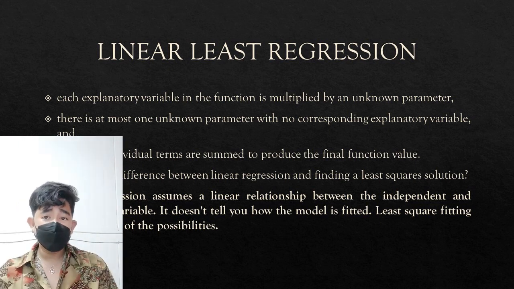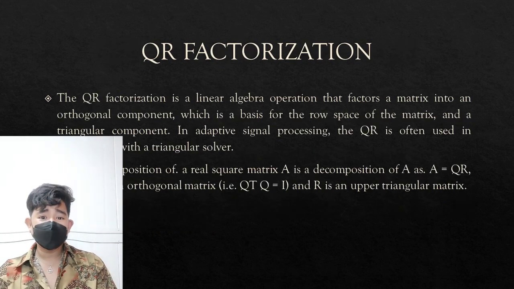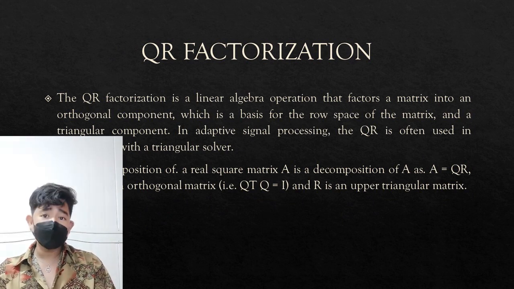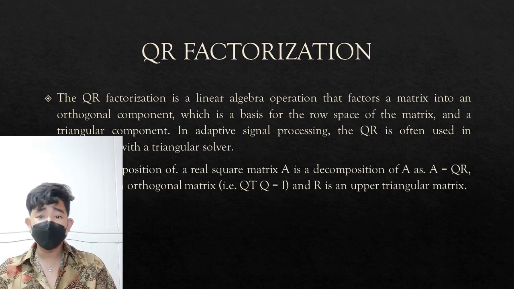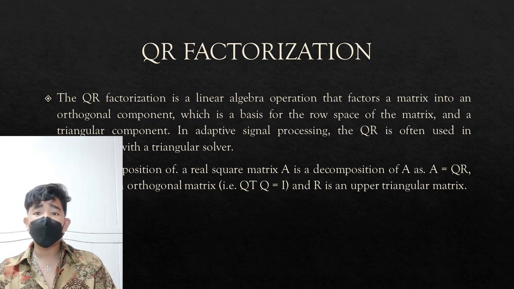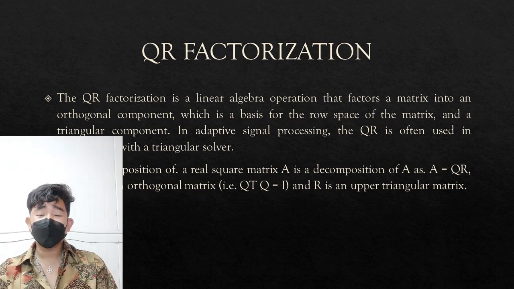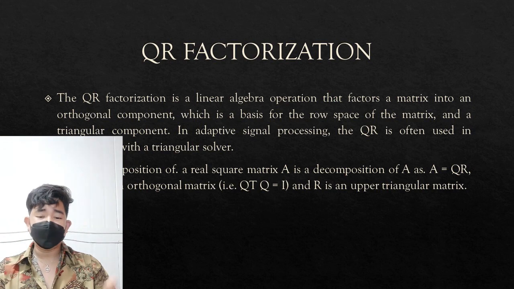Next, let's talk about QR factorization. QR factorization is a linear algebraic operation that factors a matrix into an orthogonal component, which is a basis of the row space of the matrix, and a triangular component. A QR decomposition of a real square matrix A is a decomposition of A as A = QR, where Q is an orthogonal matrix and R is an upper triangular matrix.